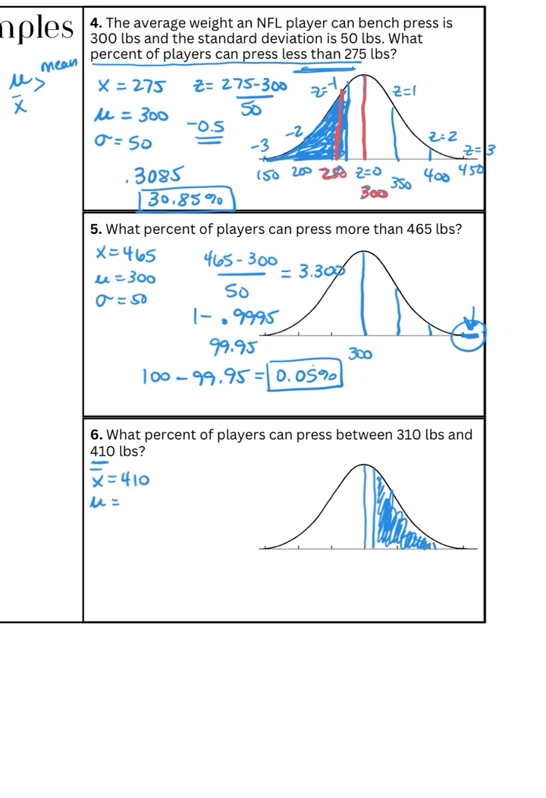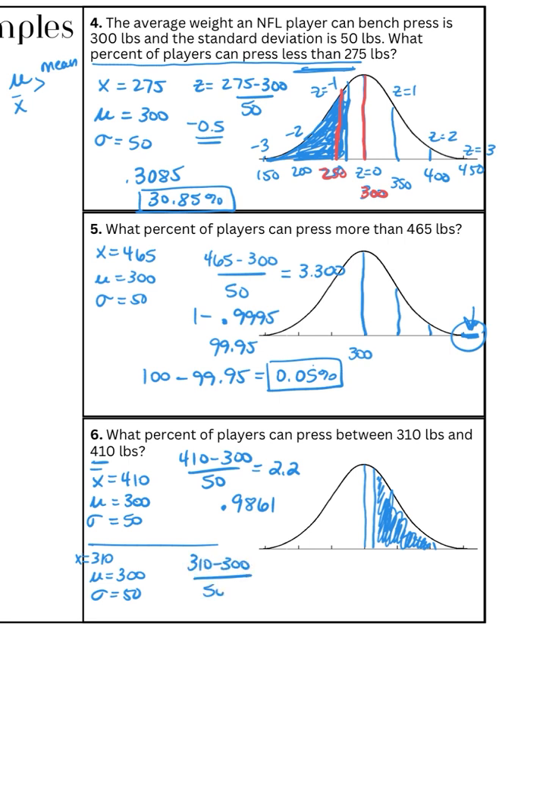So we're going to calculate the z-score for our 410. So 410, the mean is 300. The standard deviation is 50. So we're going to do 410 minus 300 divided by 50. And we're going to get 2.2. So I'm going to go ahead and look up the z-score. So that is 0.9861. Then I'm going to do the same thing for the 310. Oops, x equals 310. And so I'm going to do 310 minus 300 over 50, and that is going to give me 0.2.